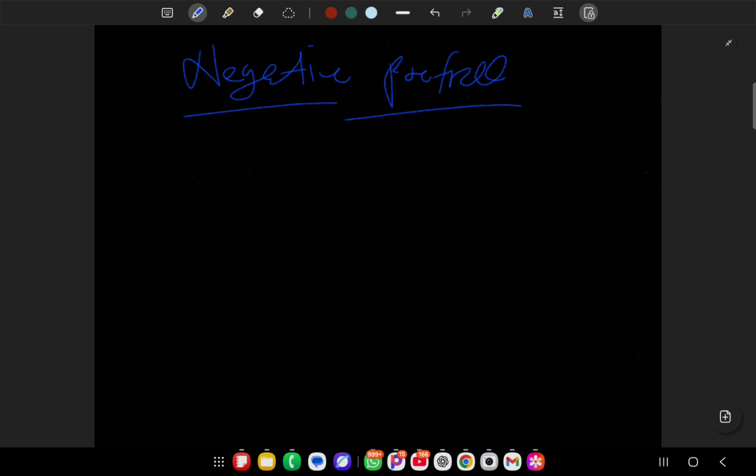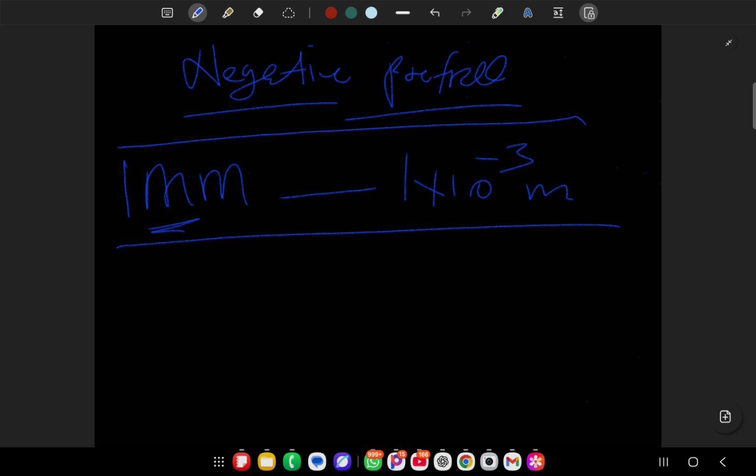If I say millimeter, how many meters do you think are in 1 millimeter? I know the meaning. Milli here means 1 times 10 to the power of -3 meters. So 1 millimeter is equal to this. It's easy to tell. Yeah, very easy.